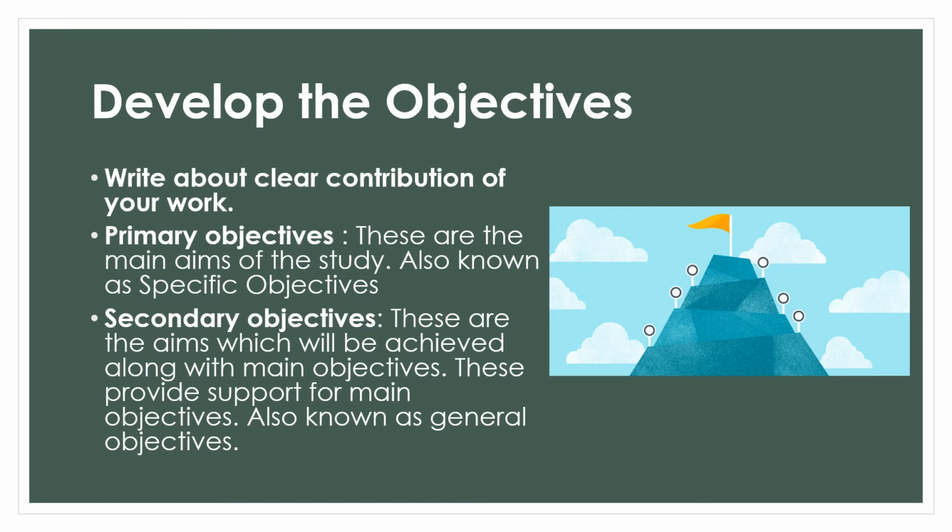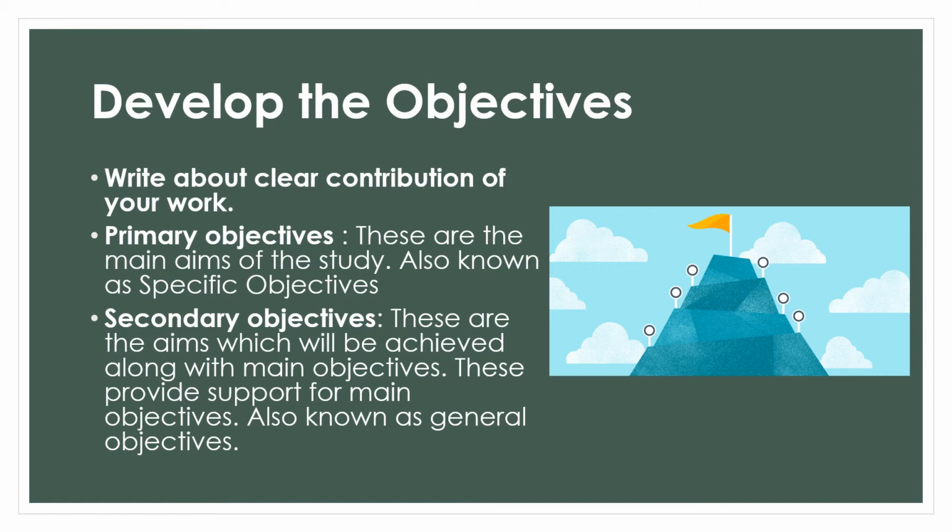So primary objectives are there. These are the main aims of your studies, also known as specific objectives. So the main goal is the primary objective. Secondary objective, like it is cost oriented, that means it is a cheaper product or a cheaper approach to some question or some method. So in that way secondary objectives will be there.